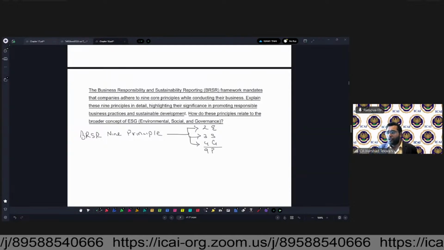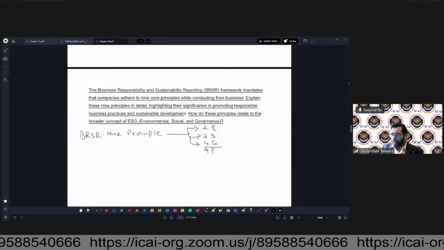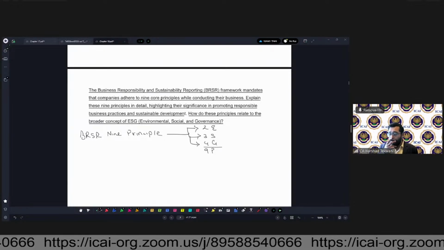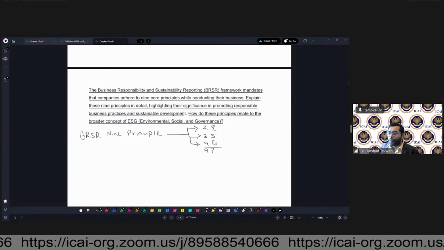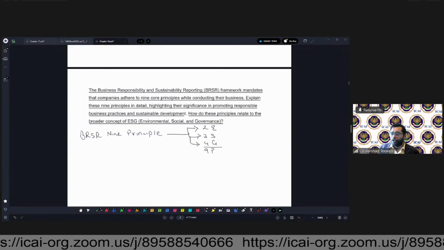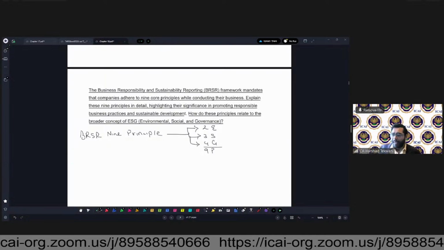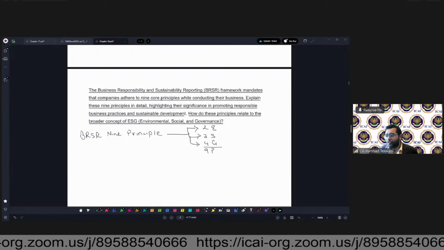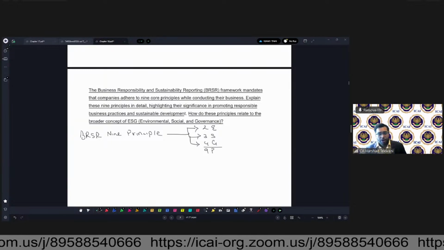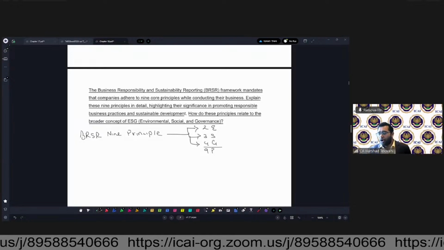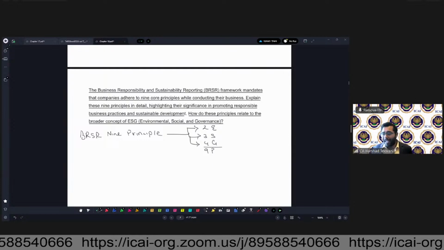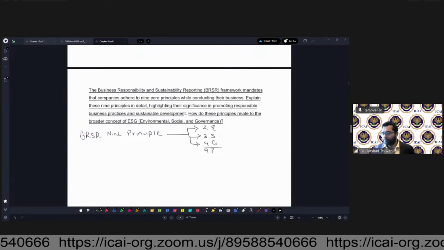Seventh is on influence on public and regulatory policy, that is how the business should adopt and influence good public and regulatory policies. Eighth is to promote inclusive growth and equitable development. And the last one is to provide value to the consumers in a responsible manner. So these are the 9 principles which the businesses and organizations are required to adopt in their operations as per the BRSR reporting.